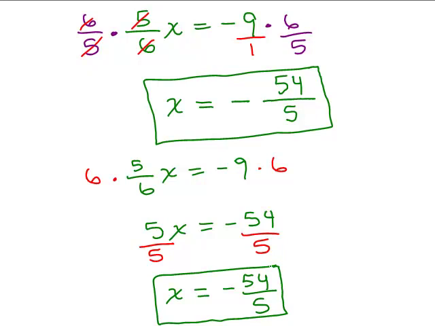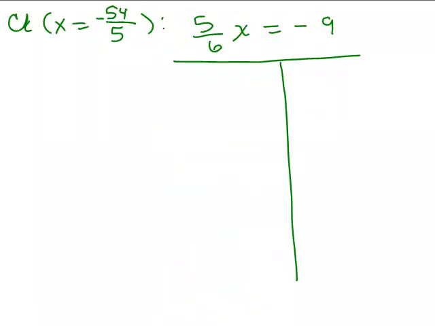So it looks like we got the right answer since we did it 2 different ways and we got the same answer. But of course we want to check it. Alright, we're going to check to see if negative 54/5 is the correct solution. So we're going to plug in negative 54/5 for x.